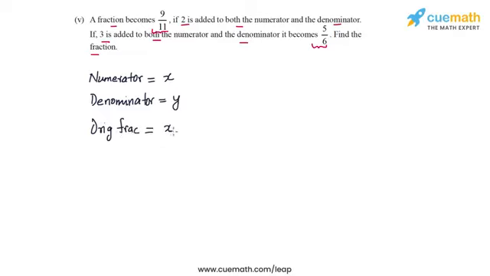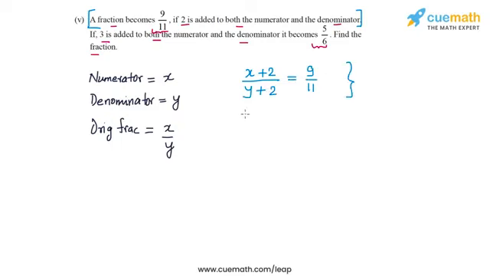Which means that the original fraction is x by y. Now if 2 is added to both the numerator and the denominator, what do we get? So the first piece of information tells us that the fraction becomes 9 by 11 if 2 is added to both the numerator and the denominator. So the numerator becomes x plus 2 and the denominator becomes y plus 2, and this changes the fraction into 9 by 11. So this relation gives us our first equation in x and y.